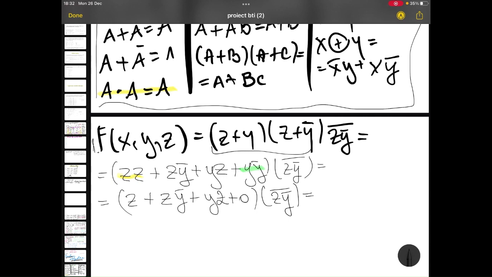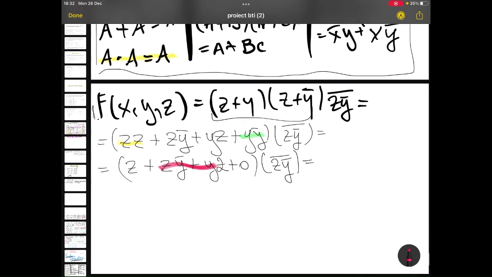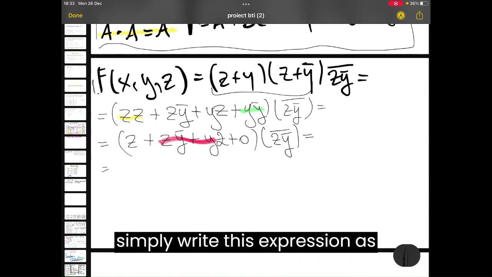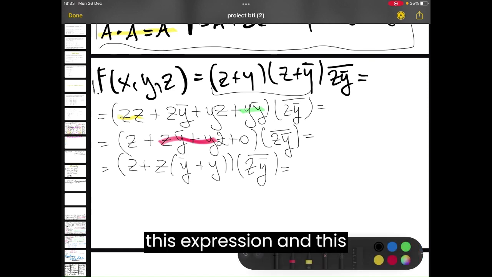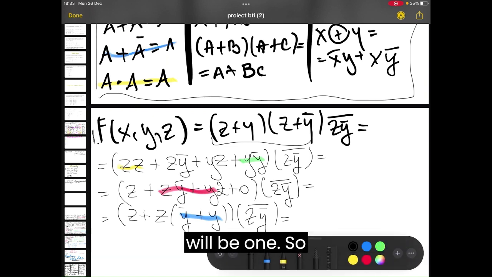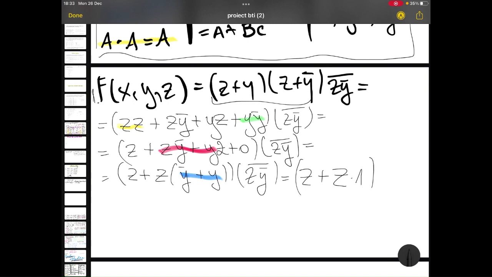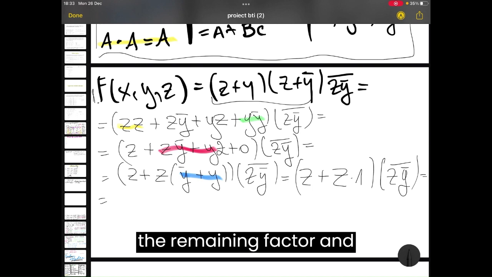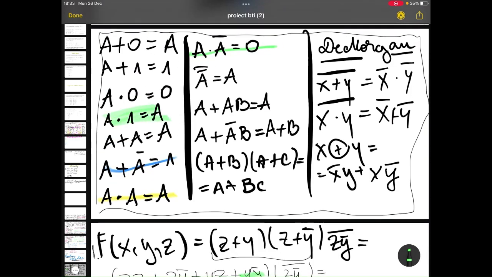Okay, the next step we have to take is to give a common factor for these two terms. So I will simply write this expression as z plus z multiplied with y negated plus y, everything multiplied by this expression. And this property is the same as this one, and its result will be 1. So in the end we just have z plus z or 1, everything multiplied with the remaining factor. And now with the next property, z or 1, it is z.